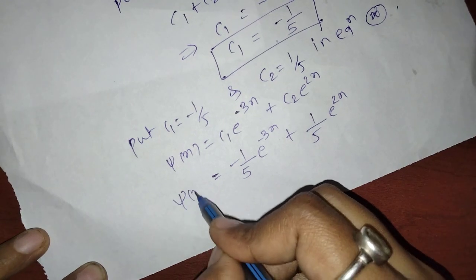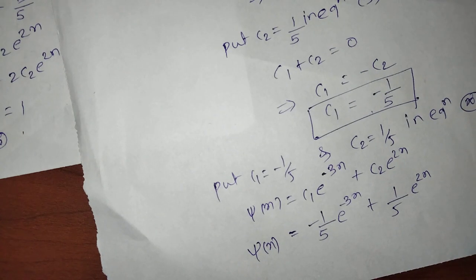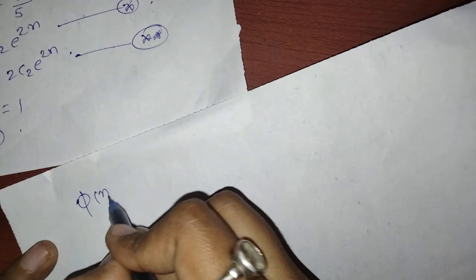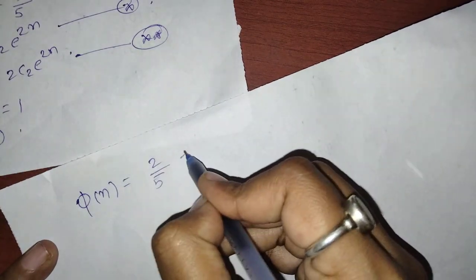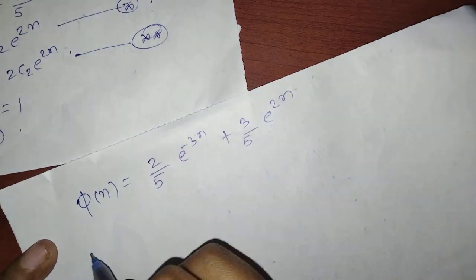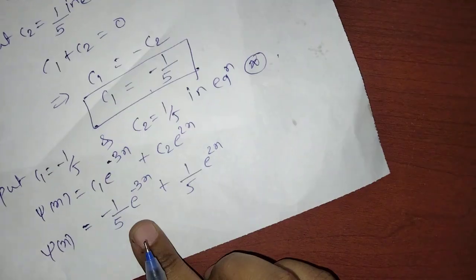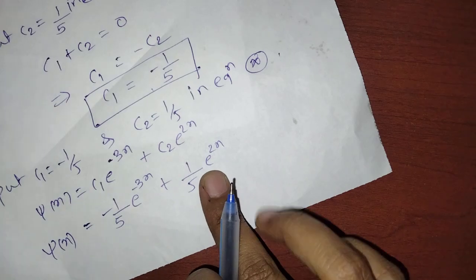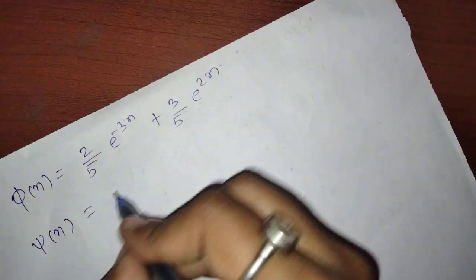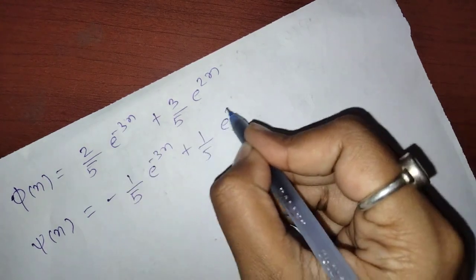Okay, so we have phi of x and psi of x. After putting the values of the constants, we get phi of x is equal to 2 upon 5 e raised to minus 3x plus 3 upon 5 e raised to 2x, and psi of x is equal to minus 1 upon 5 e raised to minus 3x plus 1 upon 5 e raised to 2x.